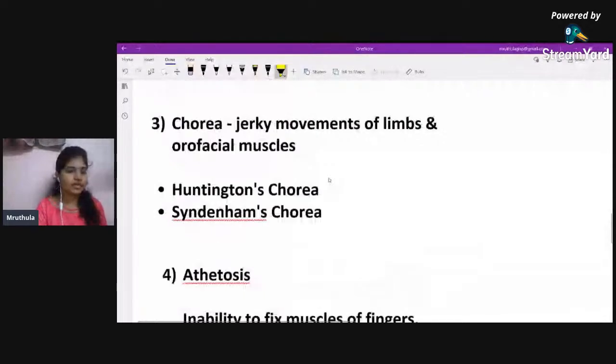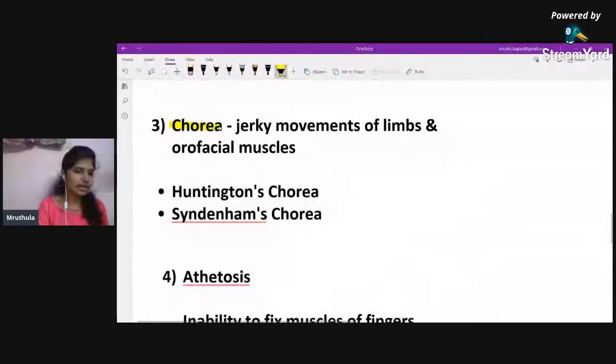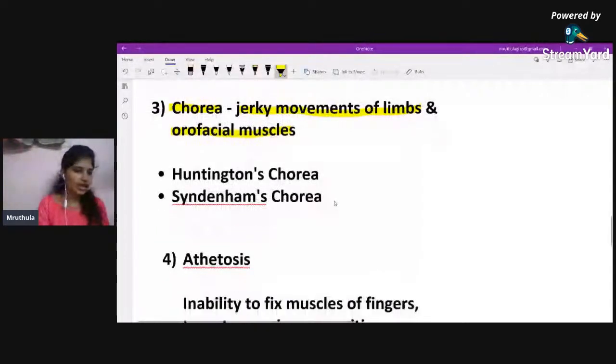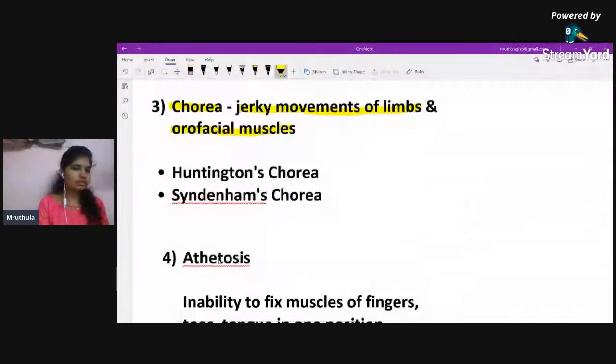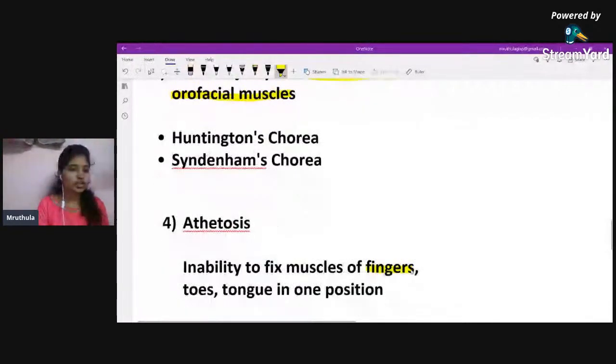Third one is chorea. Chorea is named because of its symptoms: jerky movement of the limbs and the orofacial muscles. We mentioned chorea and athetosis, right? What is important is that both of them have a similar cause, but the symptoms they show are different, and the part which they affect is different. In chorea, there are jerky movements of the limbs and orofacial muscles. In athetosis, it involves the fingers, toes, and tongue. It is the inability to fix these muscles in one position. So that is athetosis.